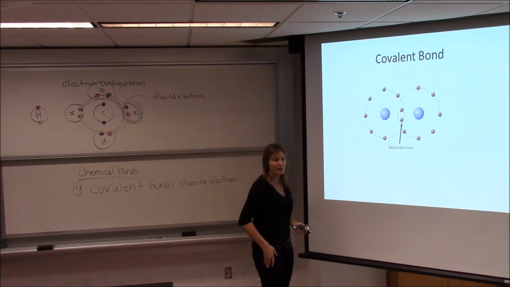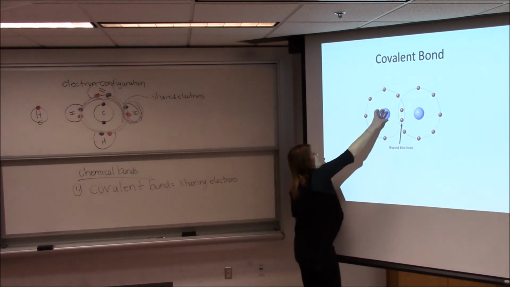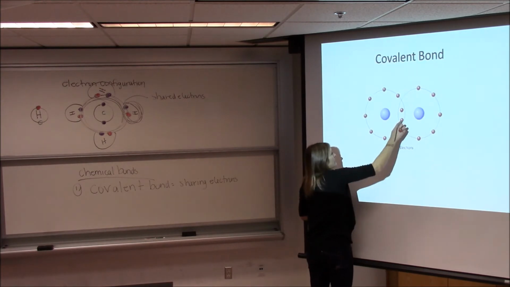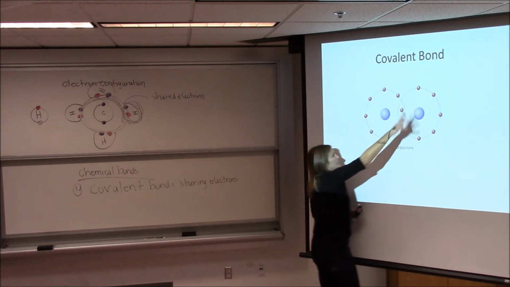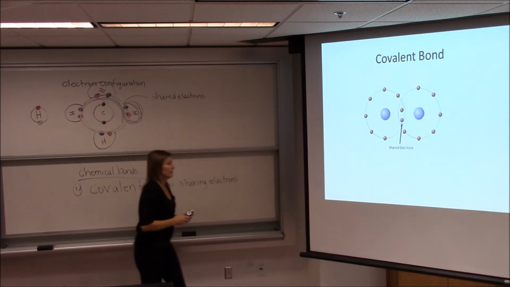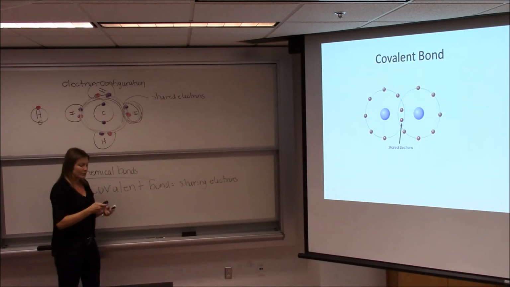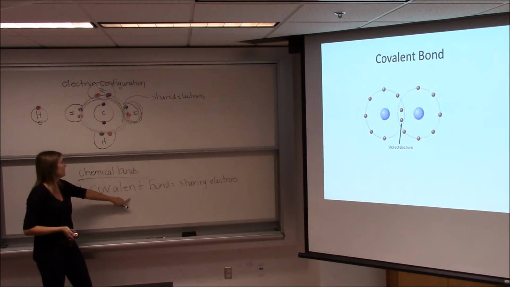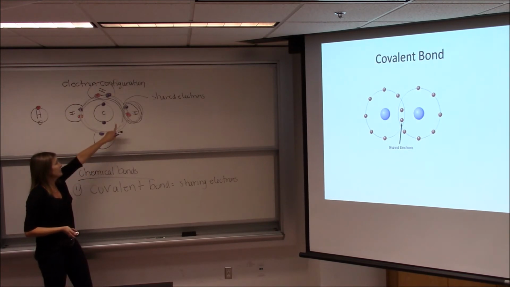Remember, full outer shell for this is 8. It's not showing the inner shell. 1, 2, 3, 4, 5, 6, 7, 8. 1, 2, 3, 4, 5, 6, 7, 8. So they each have 8. I actually wish that showed the inner shell as well. Okay, so sharing electrons is a covalent bond.